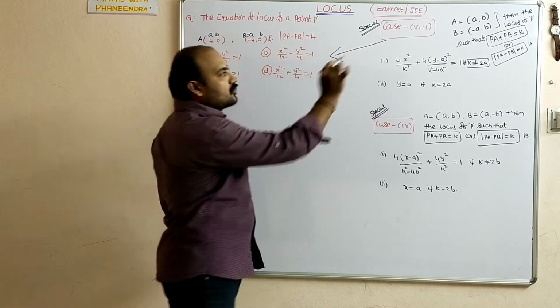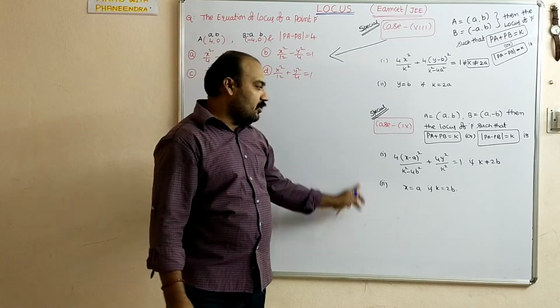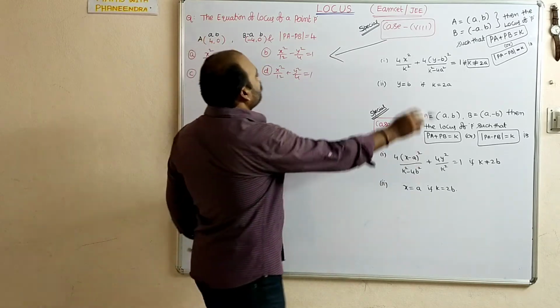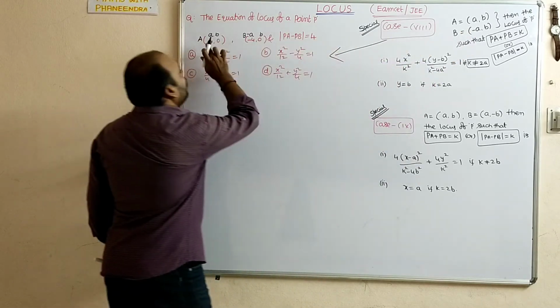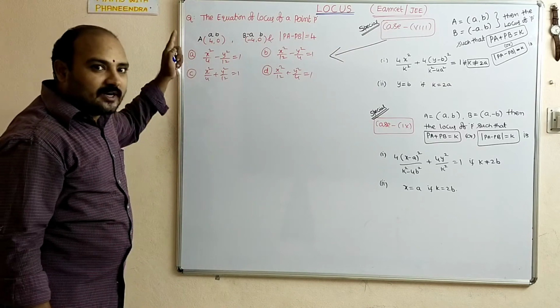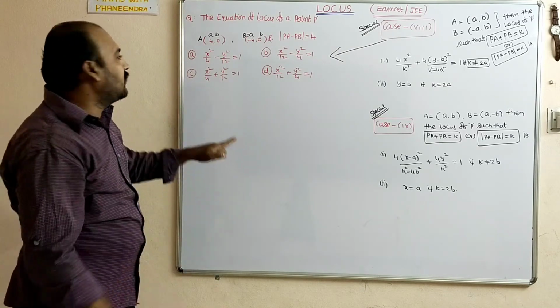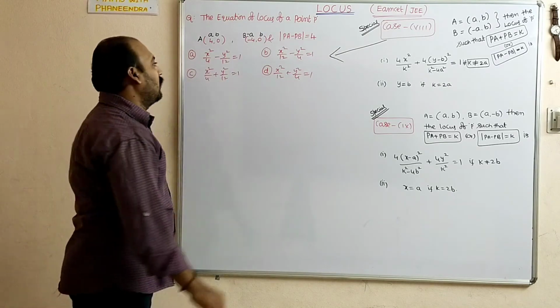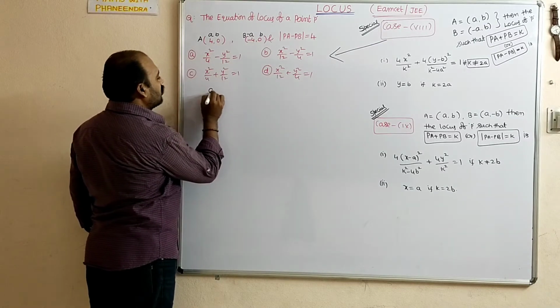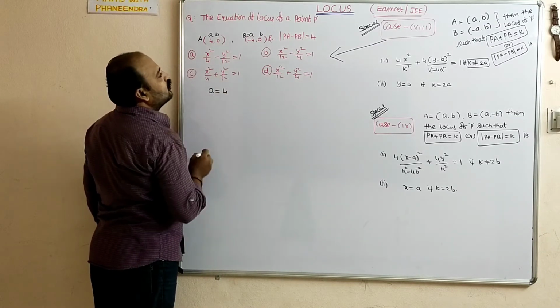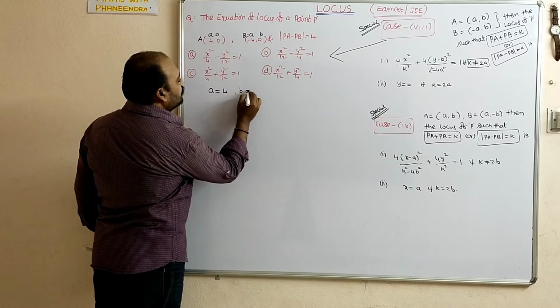This problem belongs to this case, which we previously discussed. Now observe the points A (a, b). The y coordinates are equal, the x coordinates are equal, but with opposite sign. They are 4 and minus 4. So first you have to identify the values of A and B. A is equal to 4 and B is equal to 0.